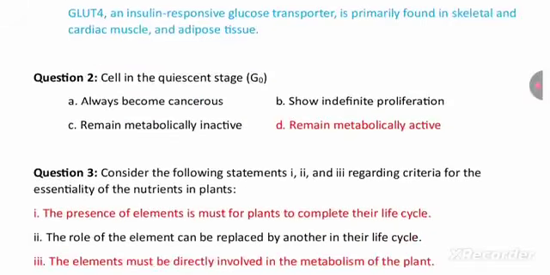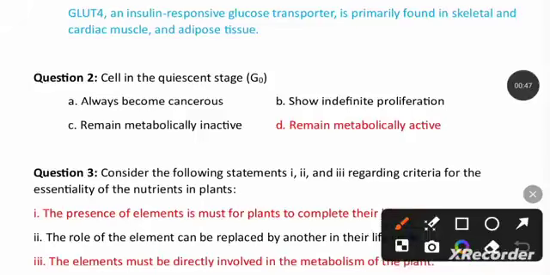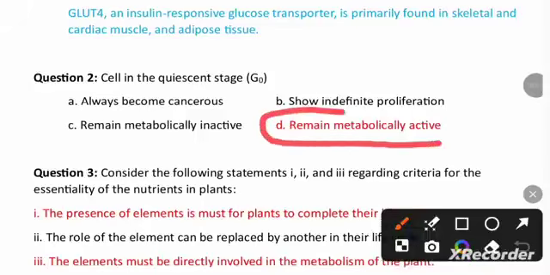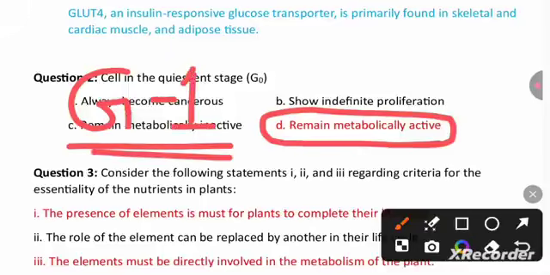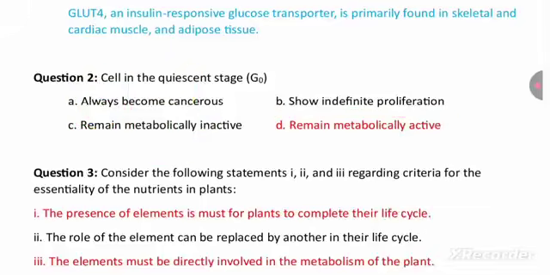Second question, cell in the quiescent stage. A cell in the quiescent stage metabolically remains active but does not proliferate. Cells exit after G1 phase of mitosis. They do not proliferate but they are metabolically active.